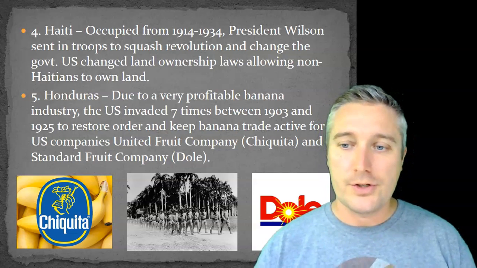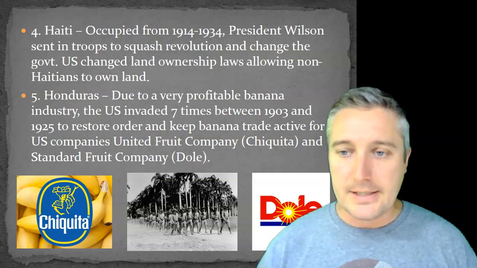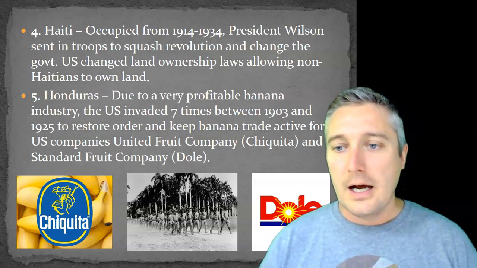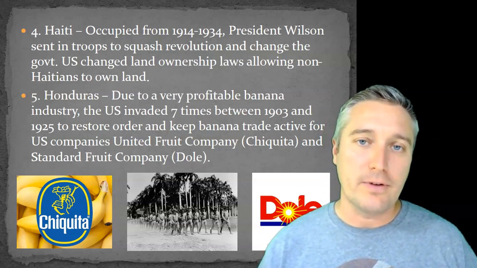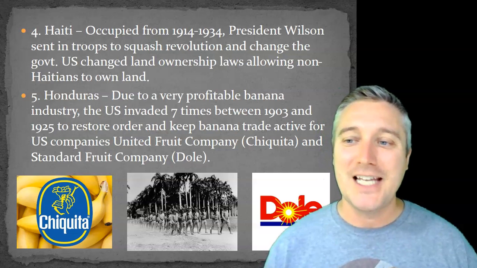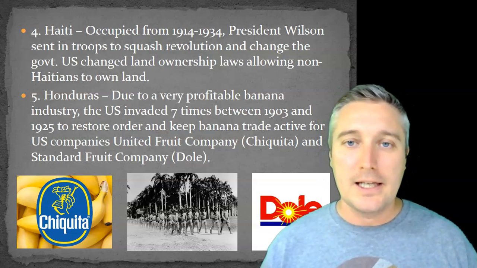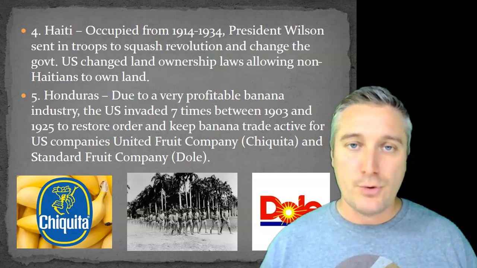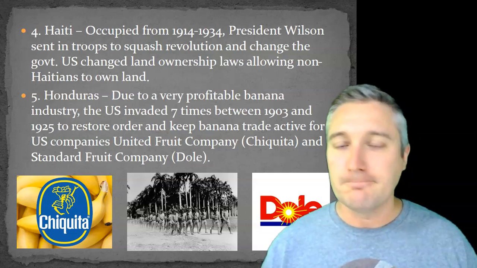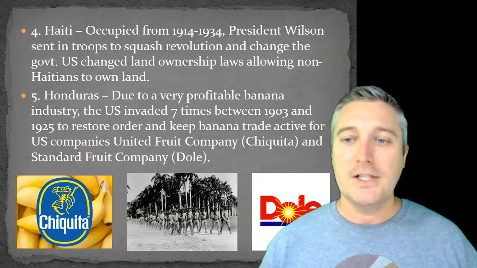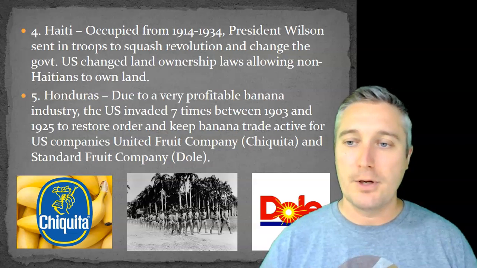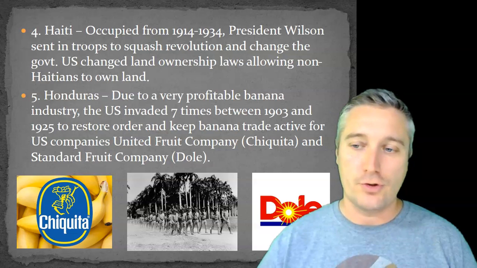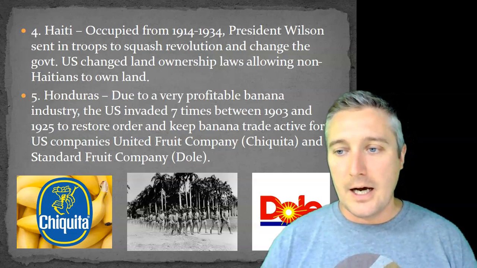Honduras. Okay, Honduras, a very, very poor nation, but a very profitable banana industry. And this is where we get the name for the Banana Wars. Between 1903 and 1925, America would invade Honduras 7 different times to try and keep that country, the government, stable, and basically in order to keep the banana trade active. All right, so we invaded 7 times during this period to basically make sure that bananas could continue to be bought and sold in the United States.